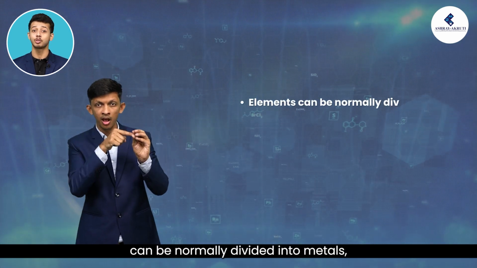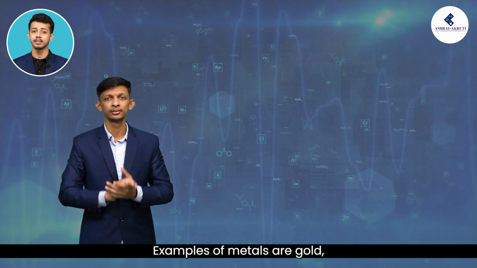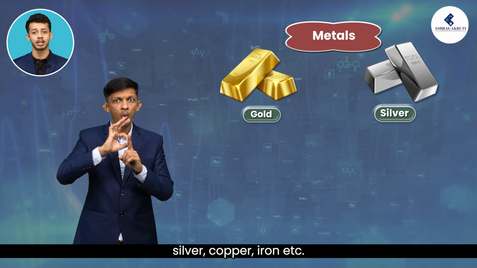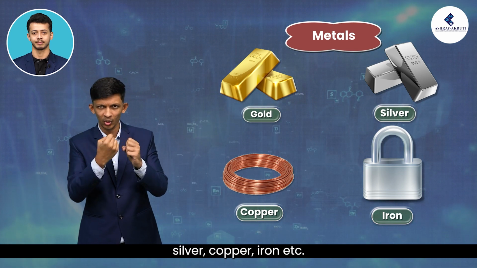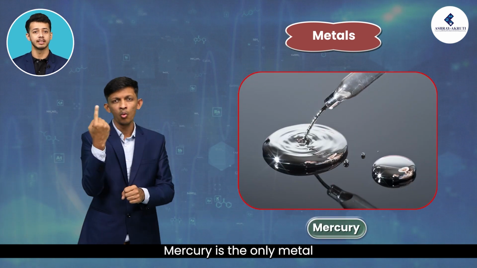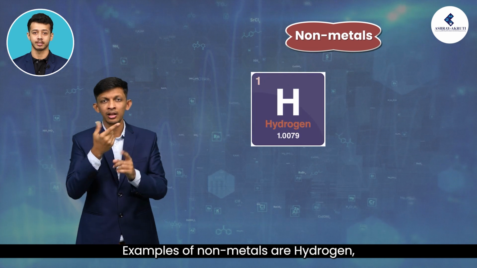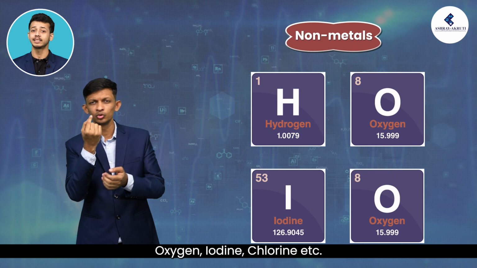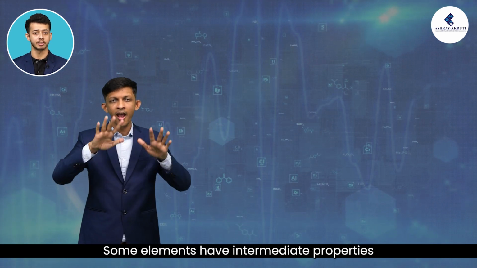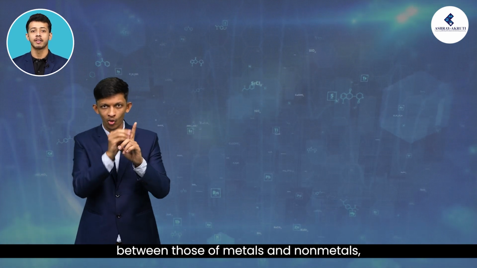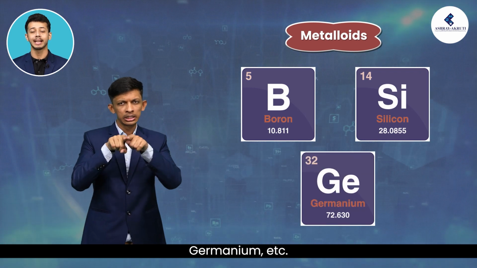Elements can be normally divided into metals, nonmetals and metalloids. Examples of metals are gold, silver, copper, iron, etc. Mercury is the only metal that is liquid at room temperature. Examples of nonmetals are hydrogen, oxygen, iodine, chlorine, etc. Some elements have intermediate properties between those of metals and nonmetals. They are called metalloids. Examples are boron, silicon, germanium, etc.